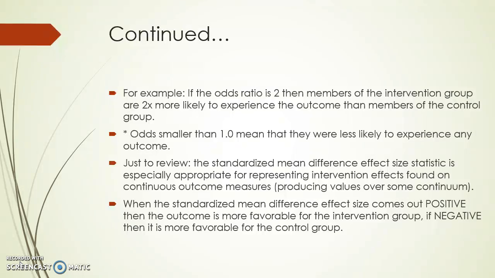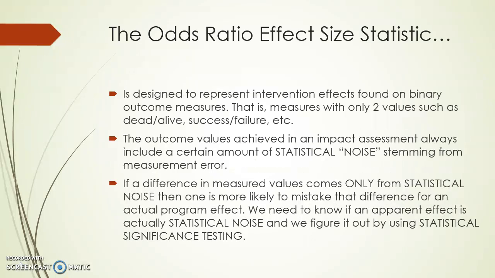So just to review, the standardized mean difference effect size statistic is especially appropriate for representing intervention effects found on continuous outcome measures. When the standardized mean difference effect size comes out positive, then the outcome is more favorable for the intervention group. If negative, then it is more favorable for the control group. The odds ratio effect size statistic is designed to represent intervention effects found on binary outcome measures, that is, measures with only 2 values, such as dead versus alive, success versus failure, and so on.